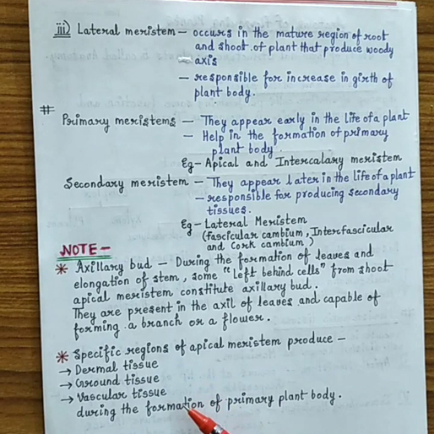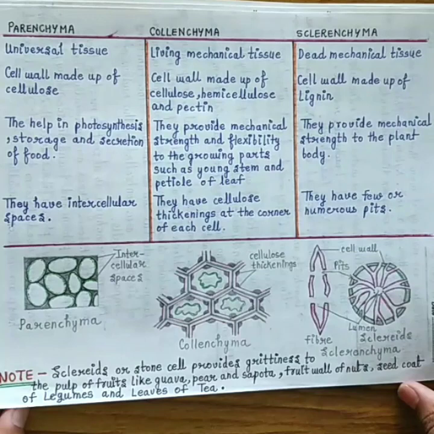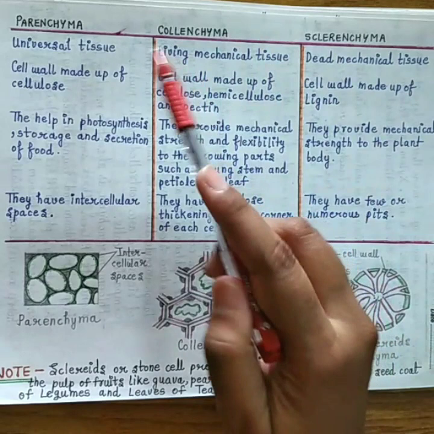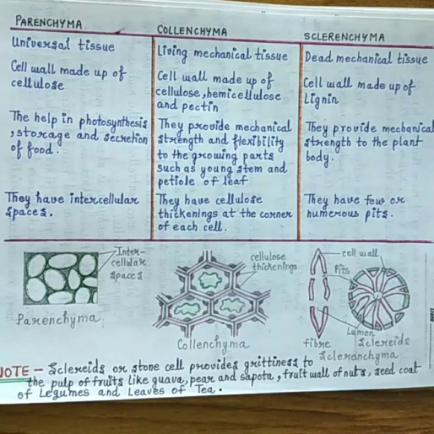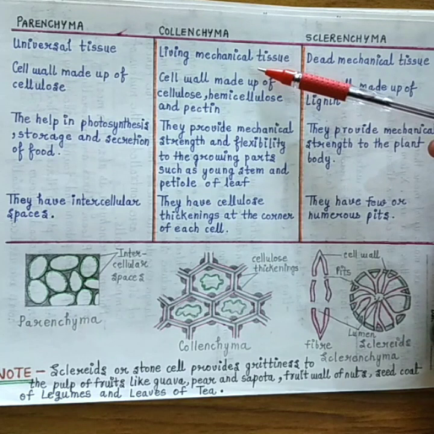Okay, now let's move to the next point, that is a comparative analysis between parenchyma, collenchyma and sclerenchyma. We'll have a comparative analysis between the three, and within a few minutes you'll be sure about what are the basic differences and what are the characteristic features. So parenchyma ko, the other name that has been given, that is universal tissue. We call it universal tissue because it's present almost everywhere in the plant. And collenchyma, we address it as living mechanical tissue because it provides mechanical strength, and sclerenchyma is addressed as dead mechanical tissue.